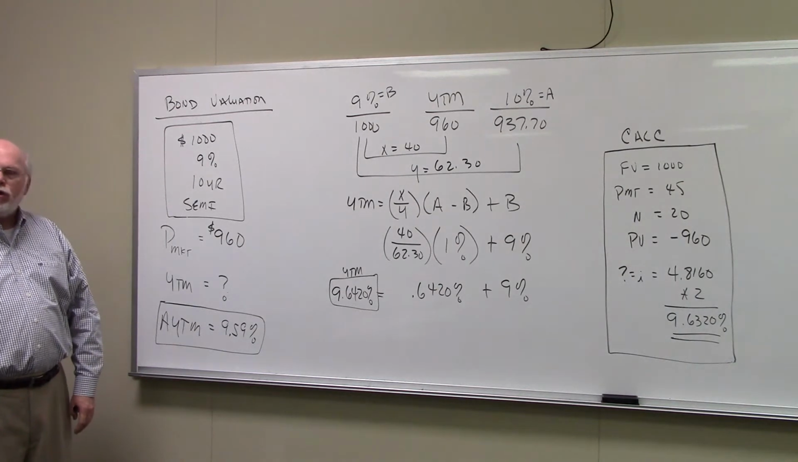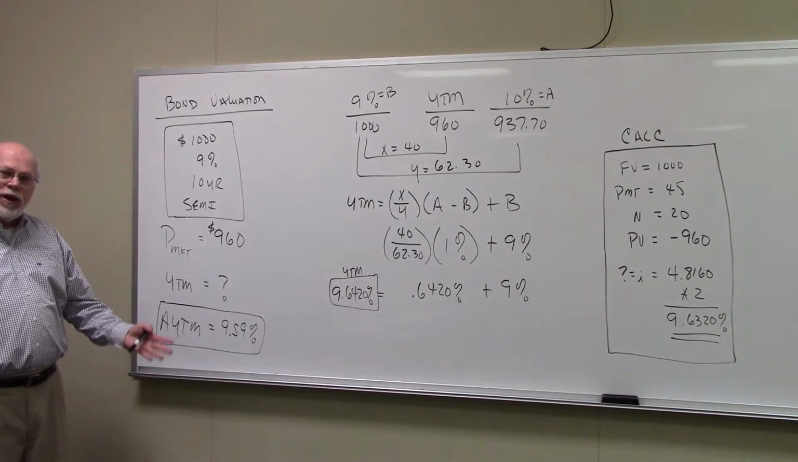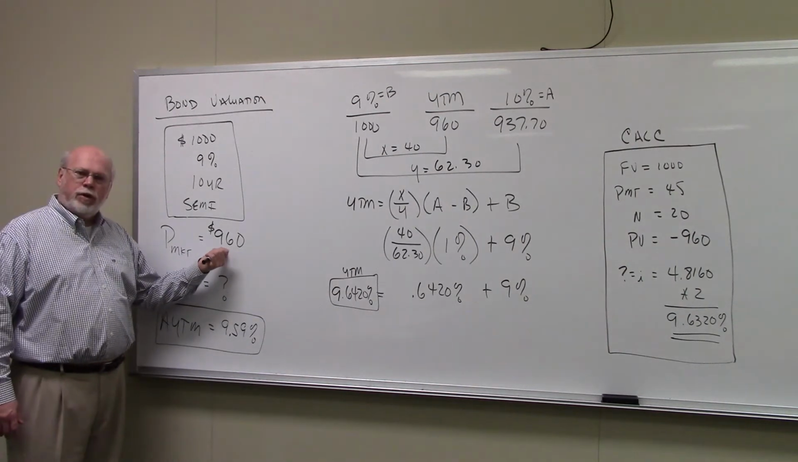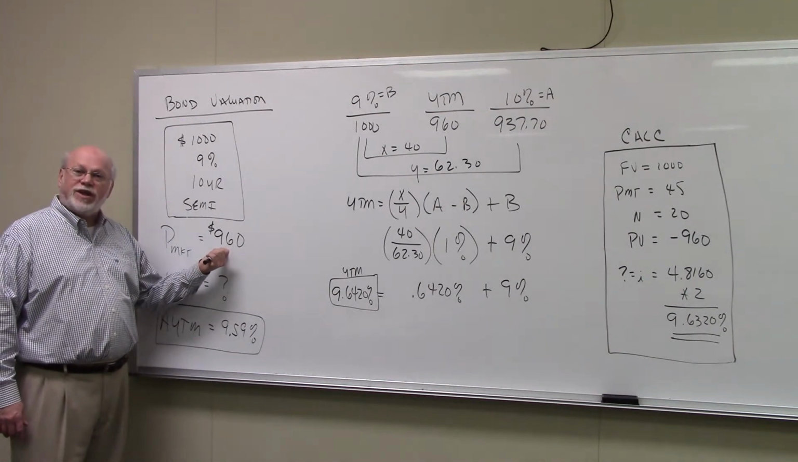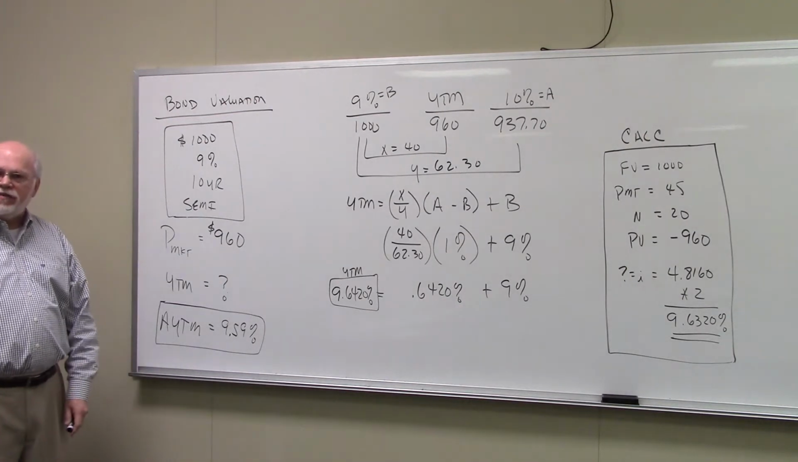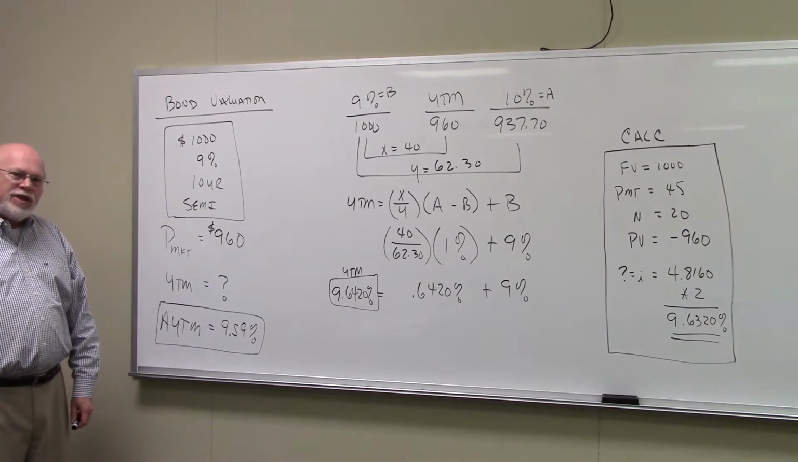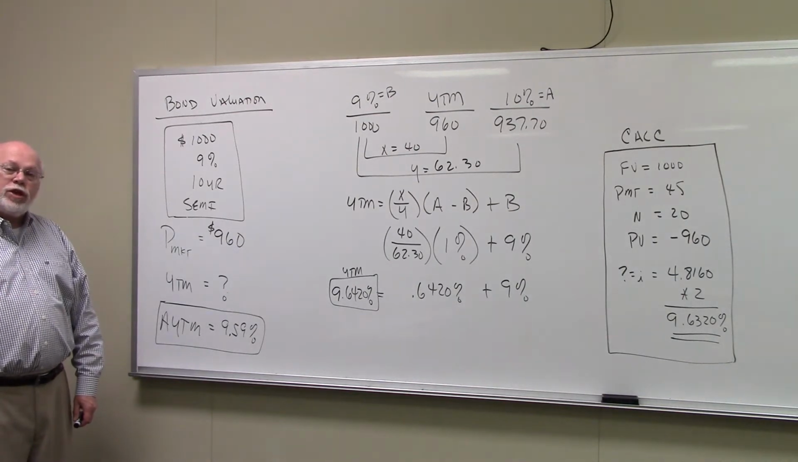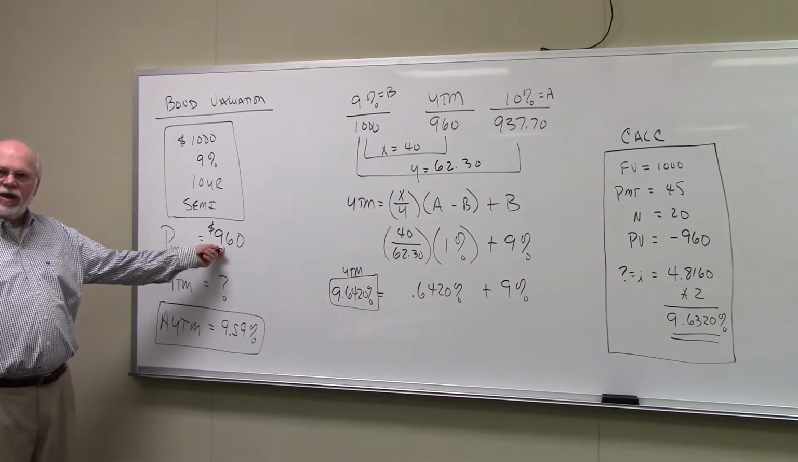Well, it'd be $937.70. Is the yield on the bond exactly 10%? No, because the price of the bond in the market is not $937.70. Whatever the yield is, and at this point we really don't know what it is, we know the price associated with the yield is $960.